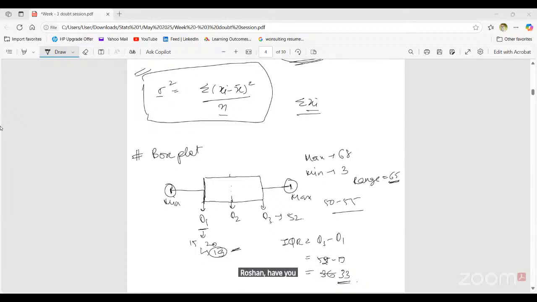Roshan, have you gone through the solution? Yes. It's a simple sample mean, 13.6, ma'am. Sample mean is 13.6. What is 13.6? Mean, ma'am. I'm talking about mean. No, what's your question? Question number 3. What's your question? About the solution, ma'am. No, I'm asking what is your question number 3? Can you just tell me?